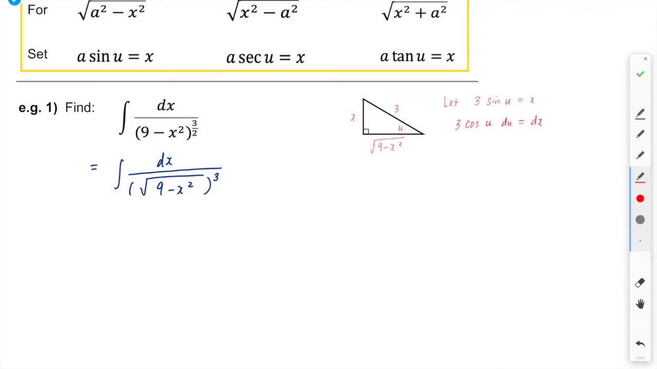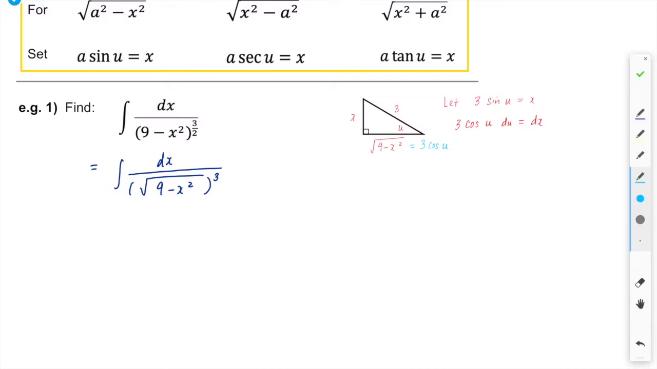Do we have everything that we really need? Well, just to clarify, because our integrand has the cube of the square root of 9 minus x squared, what does that look like in terms of u? Okay? Well, this is the adjacent side, correct? Another way to express the adjacent side in terms of the angle u is to use 3 cosine u.